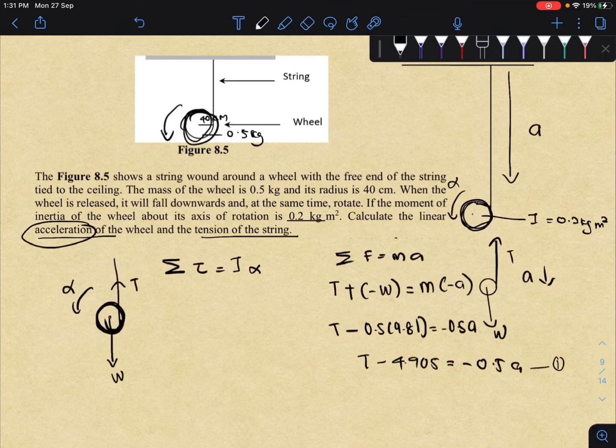Okay, however, since it is rotating dekat sini, the axis of rotation adalah dekat tengah-tengah sini. The axis of rotation dekat tengah-tengah sini. So kita akan alami dua torque disebabkan kita ada dua force. So torque due to the tension campur dengan torque due to the weight akan sama dengan I alpha.